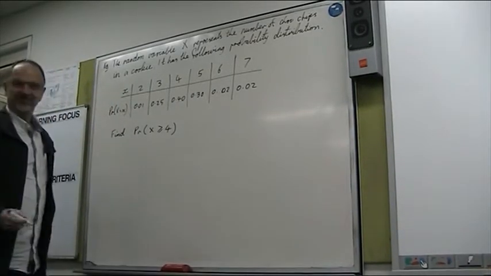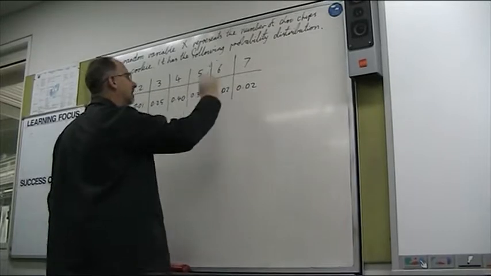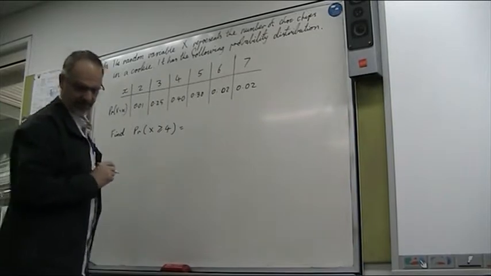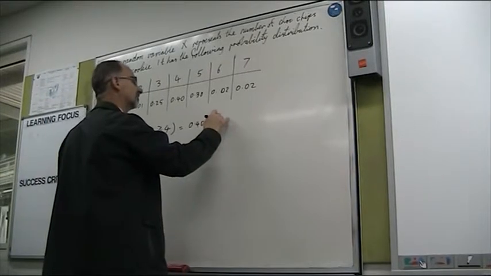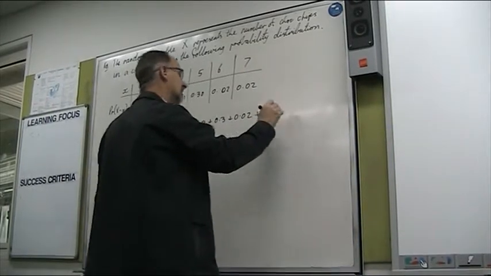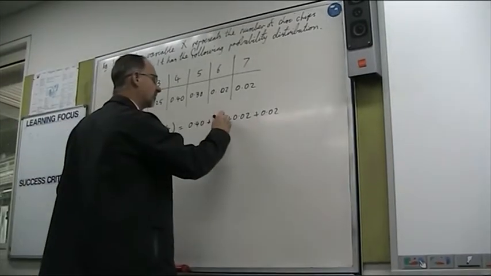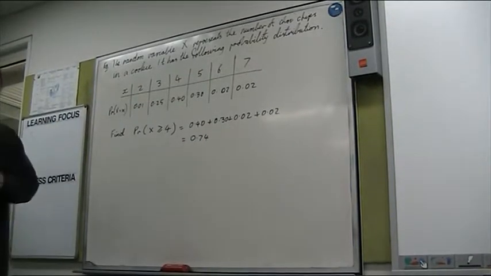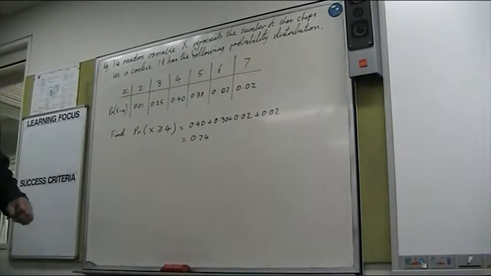More or equal to. So you just simply have a look and add them all up. It will be 0.74, which would be 74%. So there's a probability distribution and a whole bunch of other stuff that you can do as well.